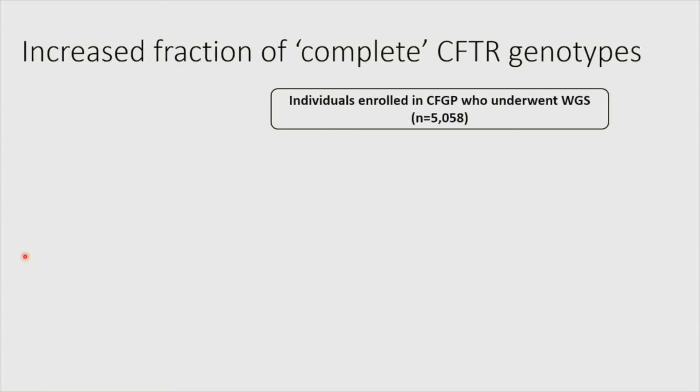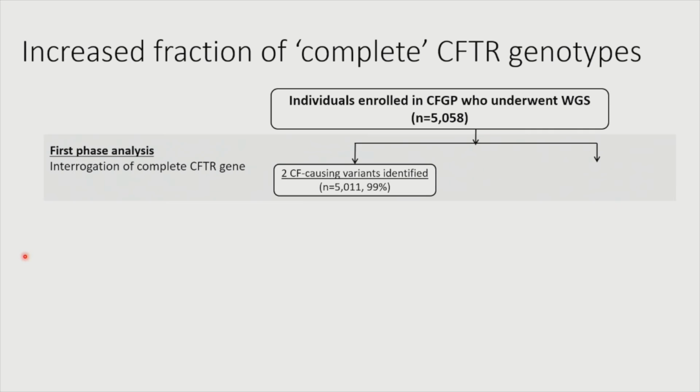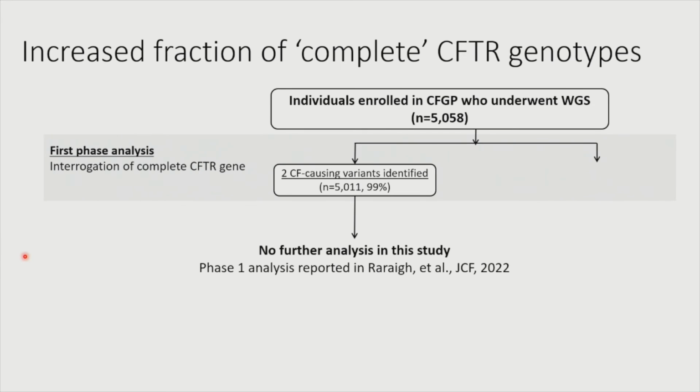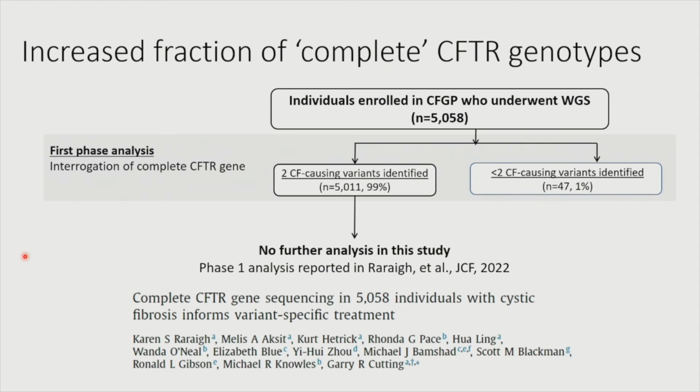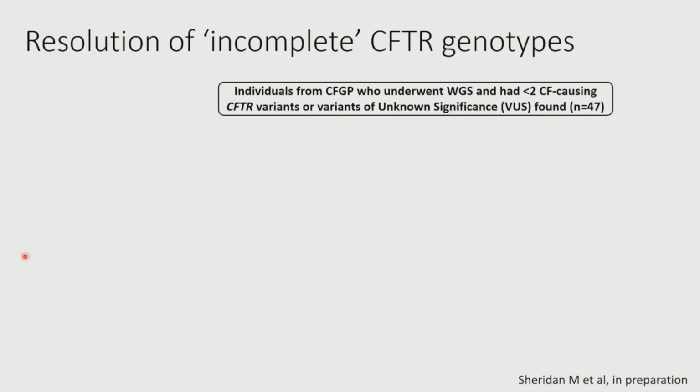Also, you can complete the genotypes in these individuals. Looking at the 5,000 individuals who underwent this study, in this first phase analysis, 2 CF-causing variants were identified in 5,011 out of the 5,058, so 99%. We didn't do any further analysis, and this was published. Fewer than 2 CF-causing variants were identified in a very small fraction, less than 1%, actually 47. Then the question was, now that we've done whole genome sequencing and can only find 1 CF-causing variant or none, is there some other answer elsewhere in the genome?